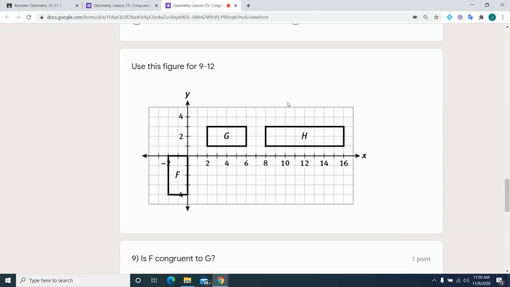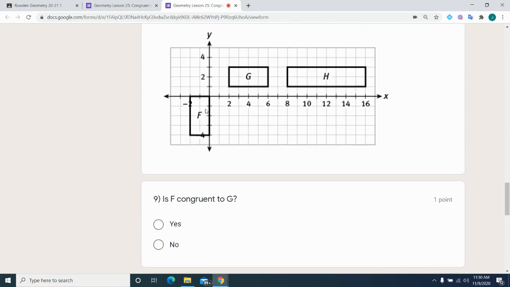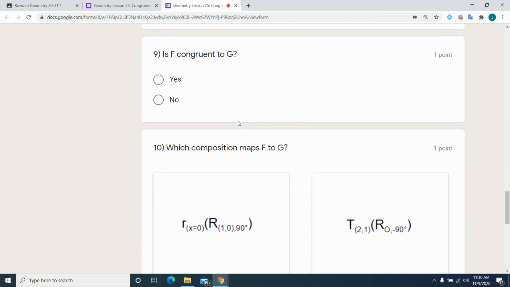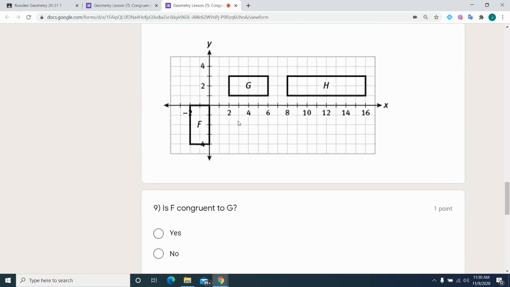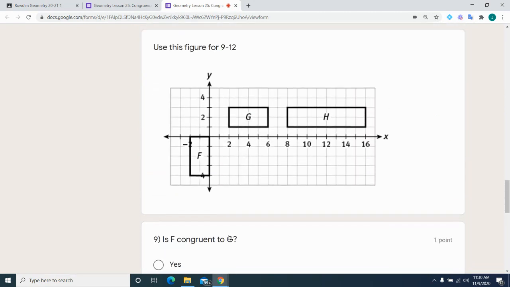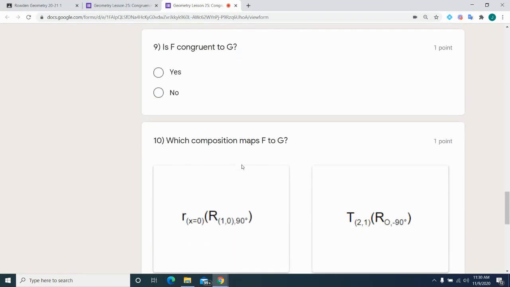Okay, here we go. So number 9, is F congruent to G? Does that look congruent? I think it does. Which composition can map F to G? So let's see, with this, rotate around the point 1, 0, 90 degrees. The point 1, 0, a 90-degree rotation, puts us over here, because we would go counterclockwise, so it would be somewhere over here. There's no way.